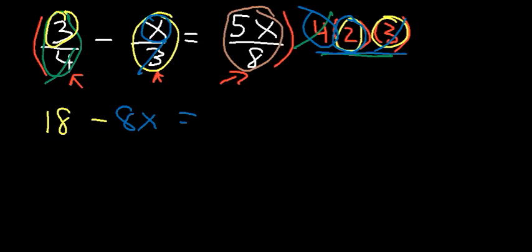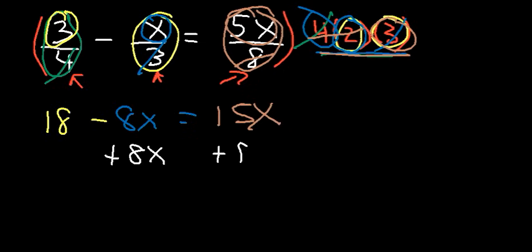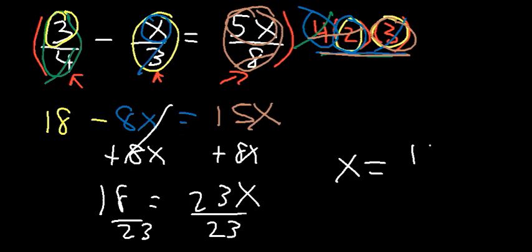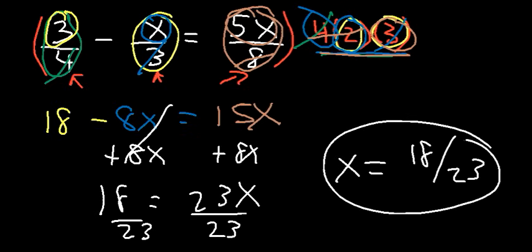So this term times this. 4 times 2 is 8. So that cancels with this 8. So what we have left over is 3 times 5x, which is 15x. So now we just have to solve for x. Let's add 8x to both sides. So 18 is equal to 23x. And let's divide both sides by 23. So x is 18 divided by 23.